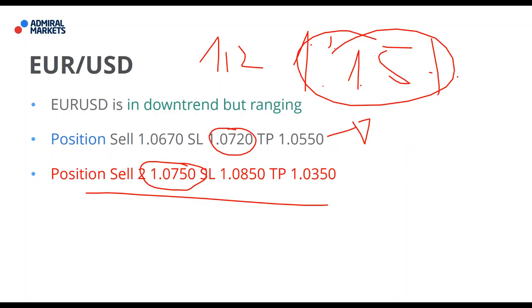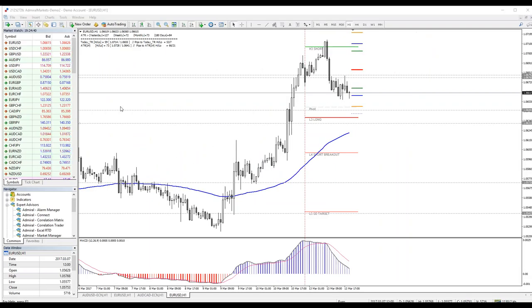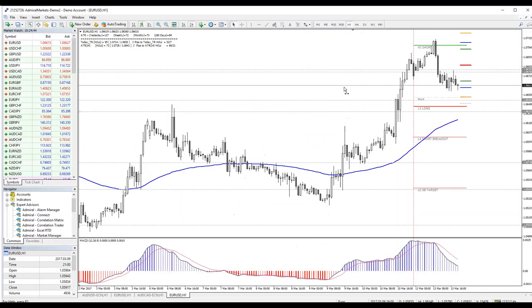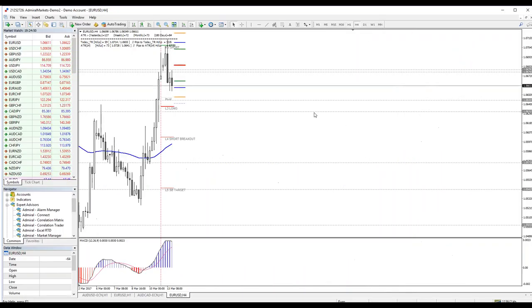Everything is the same as it was on Friday. As I say, I didn't change anything here. This is euro dollar. On Friday, it spiked really heavily to the upside. And here, guys, let me remove these lines.